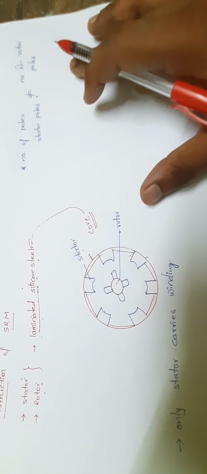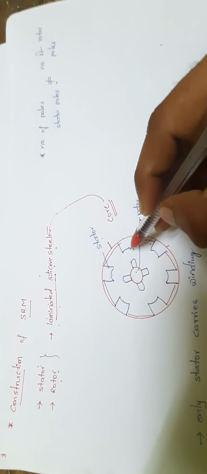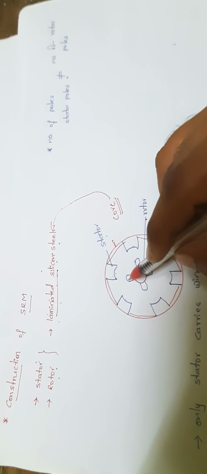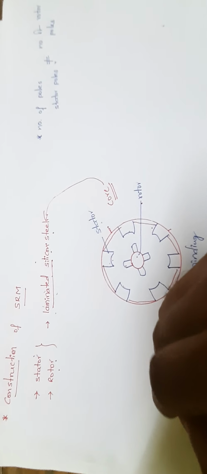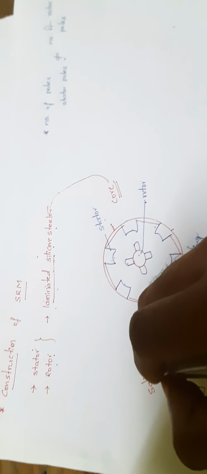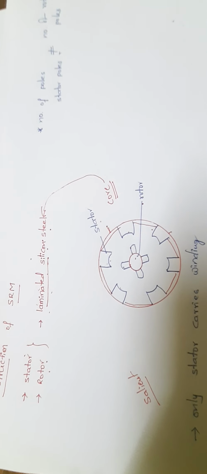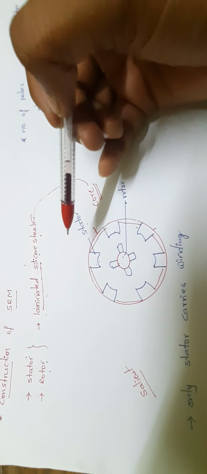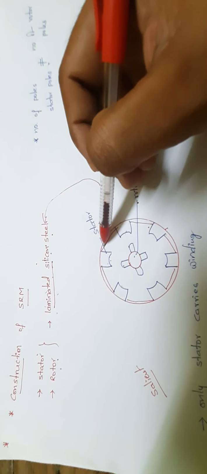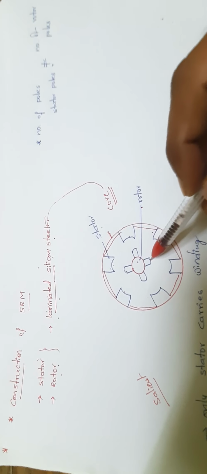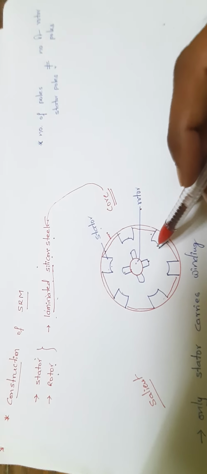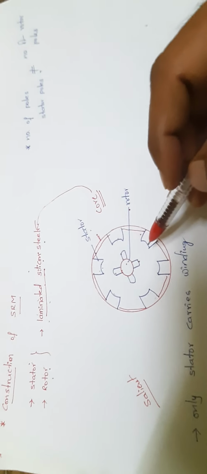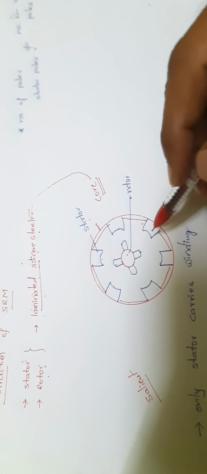And also the cores of a stator part and rotor part must be salient in nature. So a switch reluctance motor has a salient stator core and the rotor part is also salient in nature. So it is called a double salient machine.